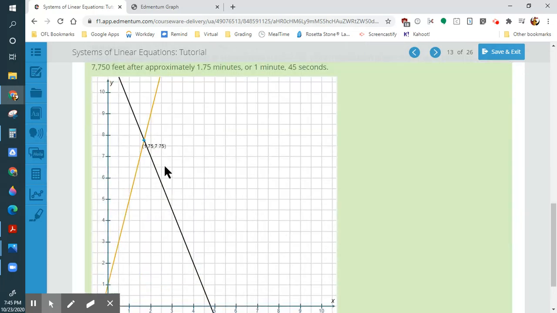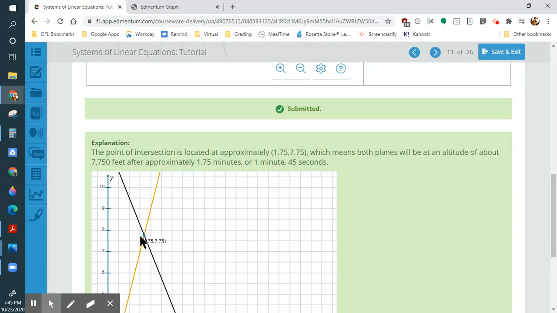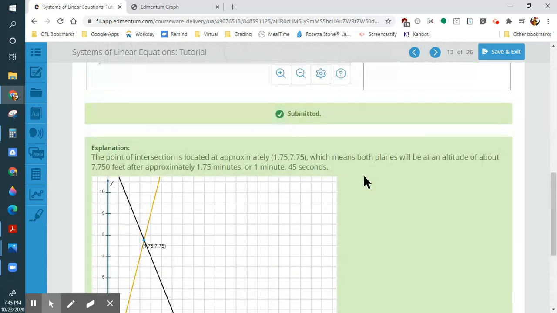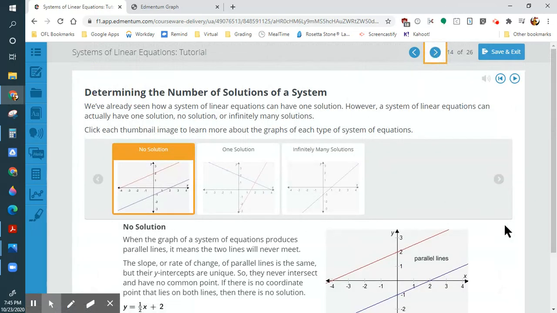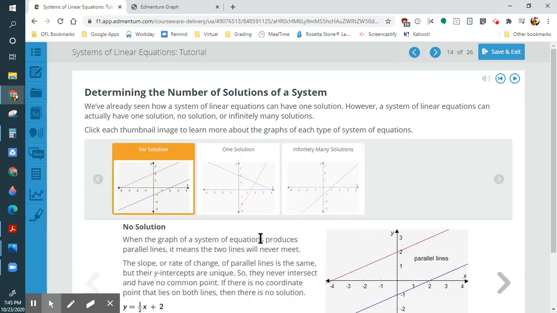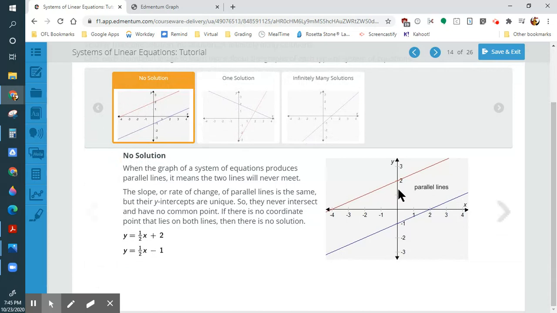All right. And they said I did that right. And it looks like they marked it. Later on, you're going to have to mark it. But for right now, you're good. All right. So there's 3 situations. I believe we went over this last time. There is parallel lines have no solution, meaning that they don't touch each other.